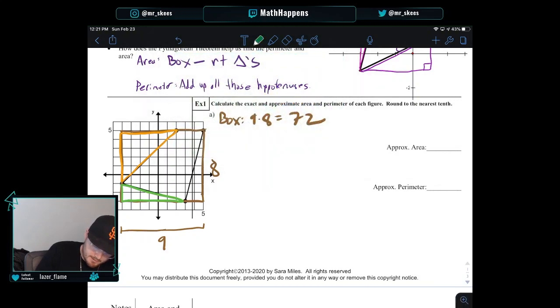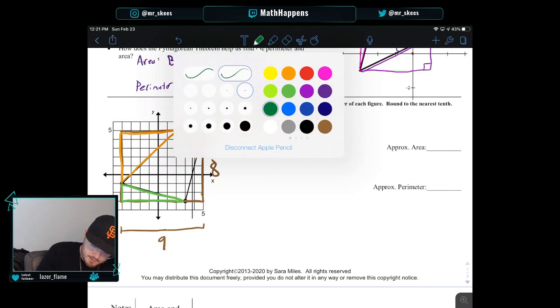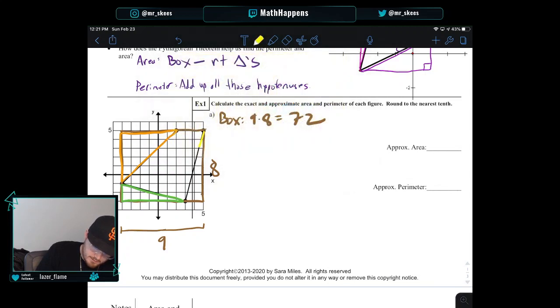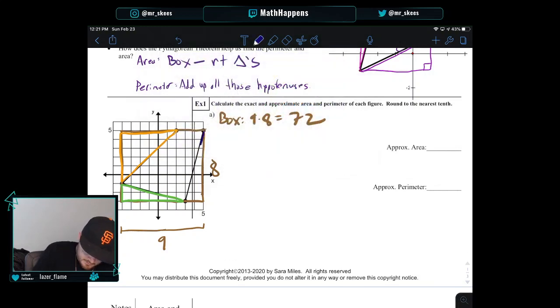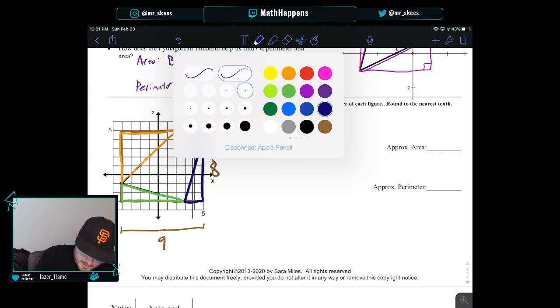All right. Let me not do green twice. Let me do yellow. We need to subtract these. Yellow is probably going to be hard to see on the screen. Let me just do blue. So we need to subtract away the orange, green, and blue triangle, okay, to find the approximate area. So let's take care of business here. So let's write all the dimensions here.